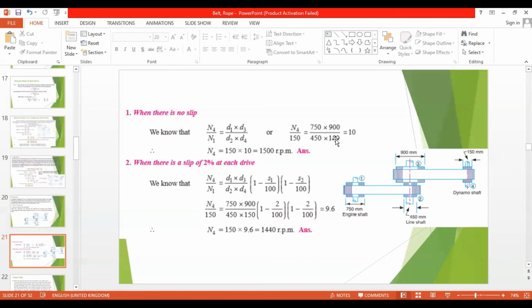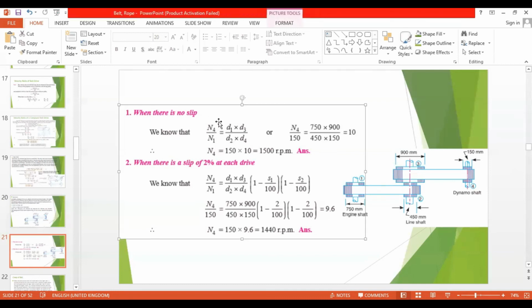When you solve it, you will have 750 into 900 by 450 into 150. This 150 and this 150 will cancel out, and we will have 10 as the velocity ratio. You are asked to find the speed of the dynamo shaft, so you multiply the velocity ratio by the first one. 150 into 10 gives N4 equal to 1500 RPM. This is for when there is no slip.